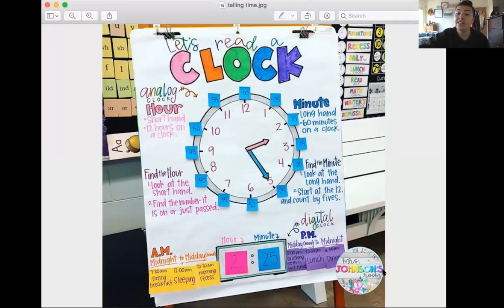It's the one that has the hands. The kind that you have on your phone or your microwave is called a digital clock, which is what this down here looks like. So we always start by finding the hour hand, which is our shorter hand, and we find the number it's either on or just past. And then we find the minute hand, which is the long hand, and we have to start counting by fives, starting at the 1. So 5, 10, 15, 20, all the way around back up to the 12, which is 0 for o'clock.